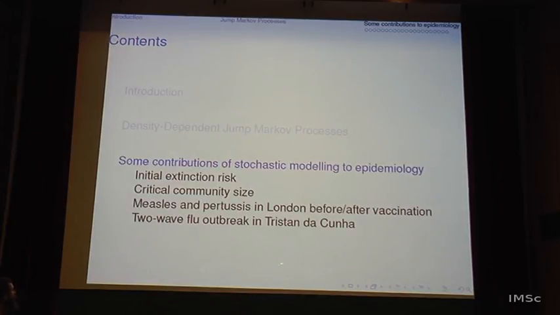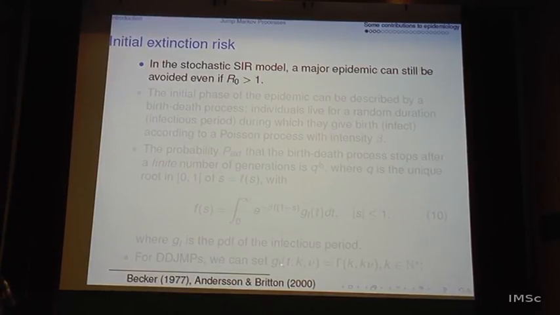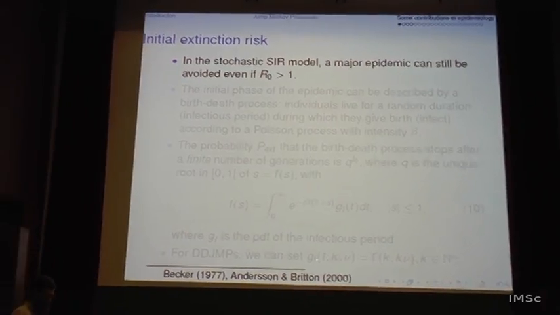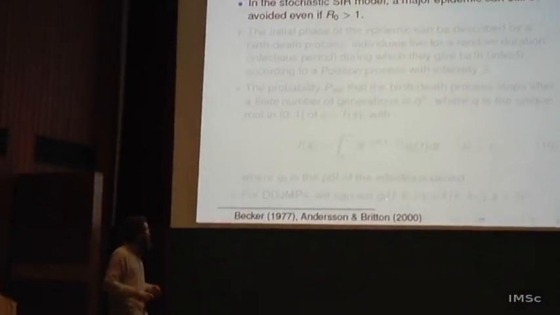So now I'm going to look at four contributions of stochastic modeling to epidemiology. The first one is the initial risk of extinction. So we saw that in the deterministic SIR model.